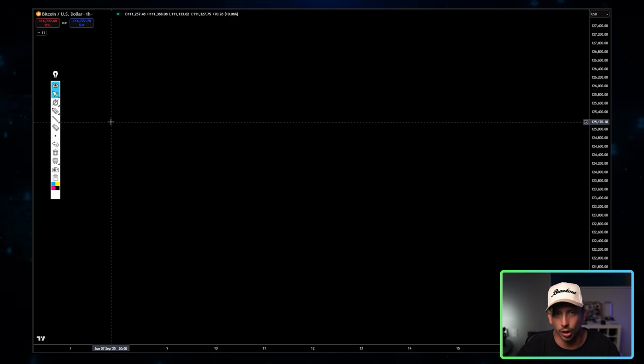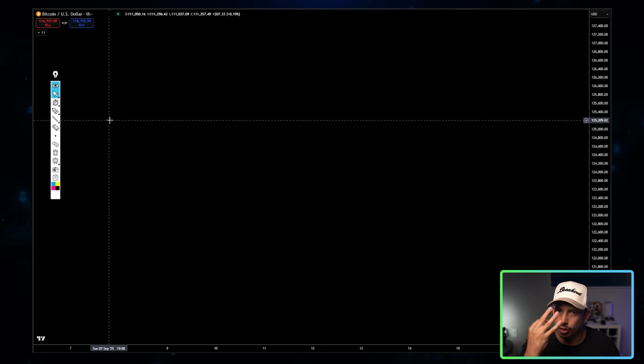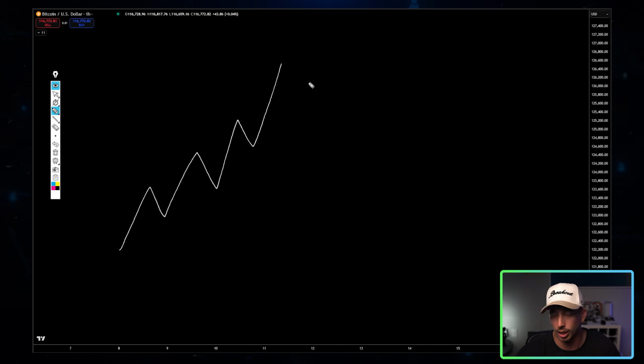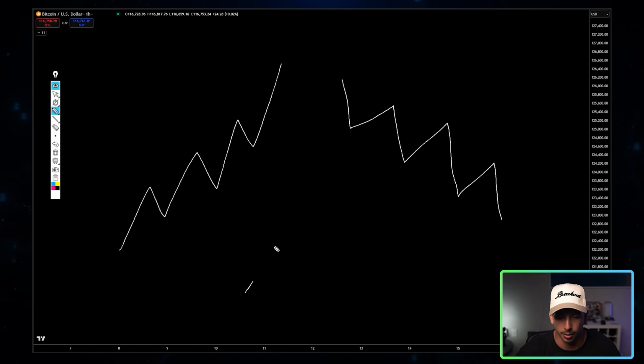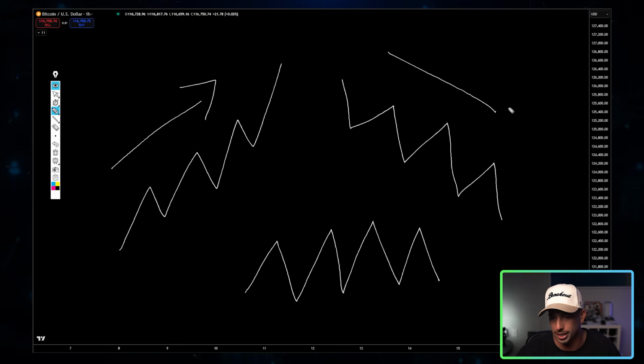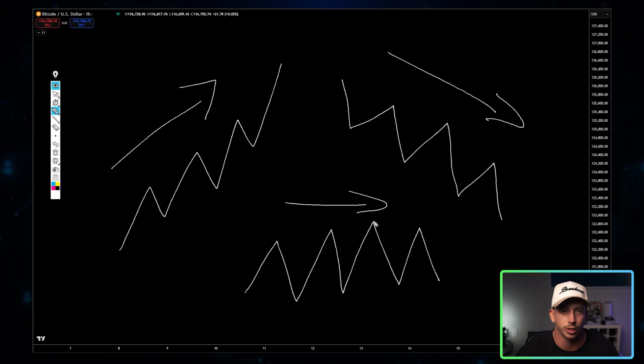So what is market structure? Well, the market can only do three things. It can go up, making higher highs and higher lows. It can go down, making lower highs and lower lows, or it can be going sideways. So this would be obviously an uptrend, this would be a downtrend, and this would be a range or chop or sideways price action, okay?